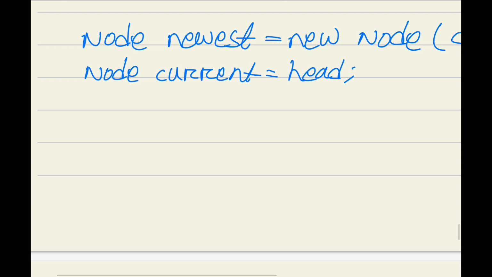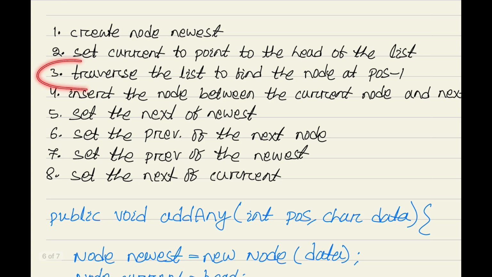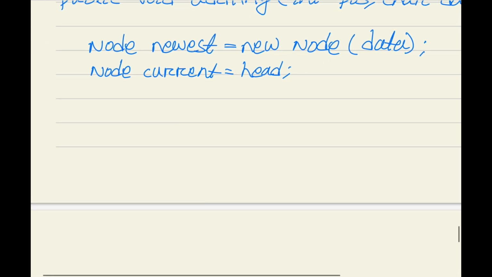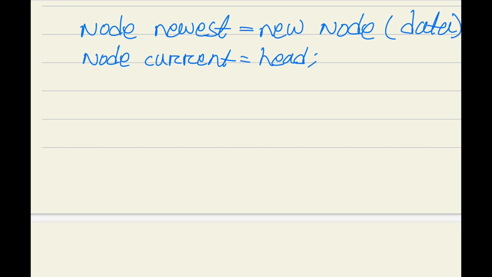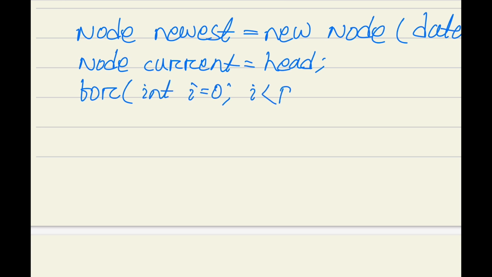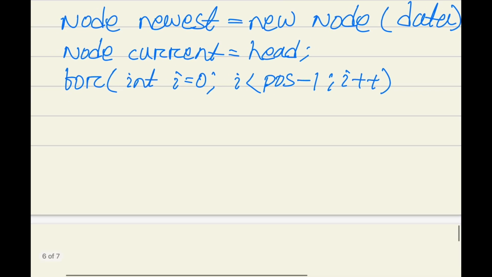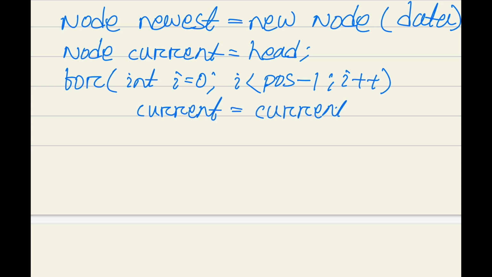Now we need to traverse through the list to find the node that is at position -1. So here the next step, traverse the list to find the node at position -1. For traversing the list we can use a for loop or any other loop you can write. So for int i equal to 0, i less than position -1, i plus plus, then current equal to current dot next. So in this way we can find the node that is just before the position.